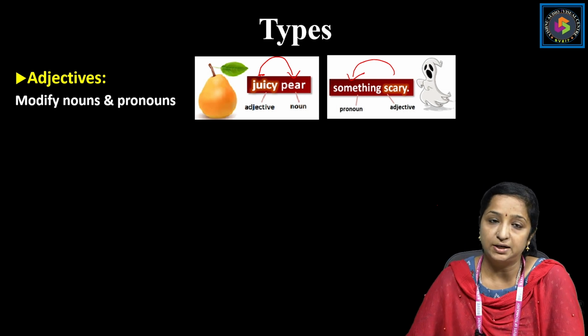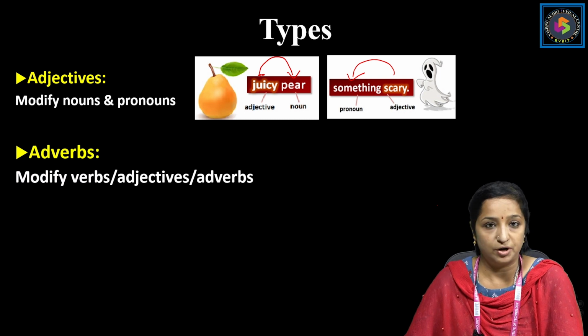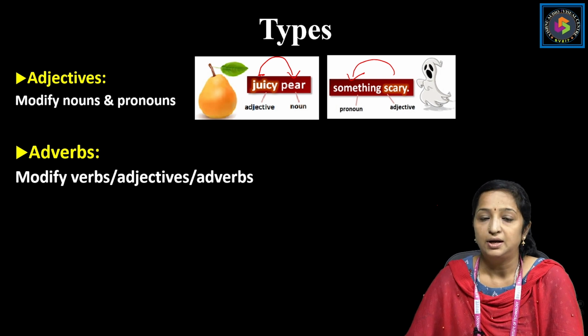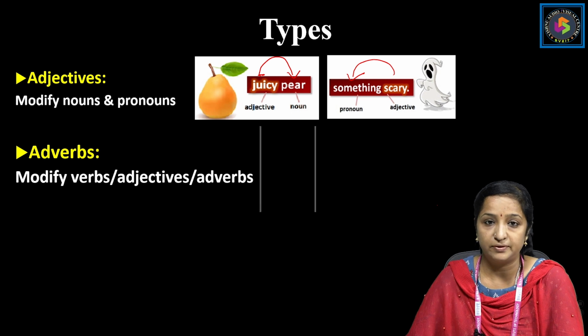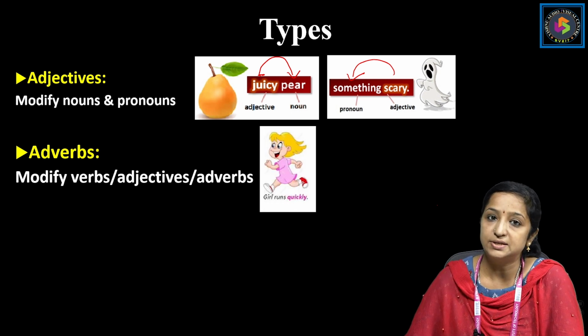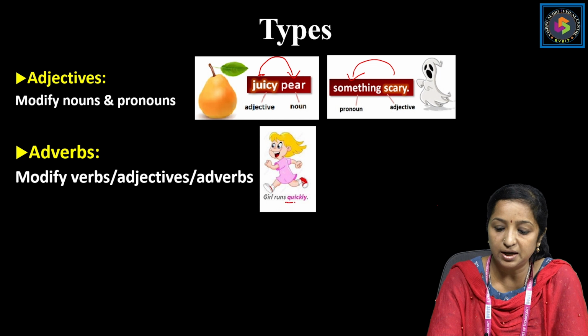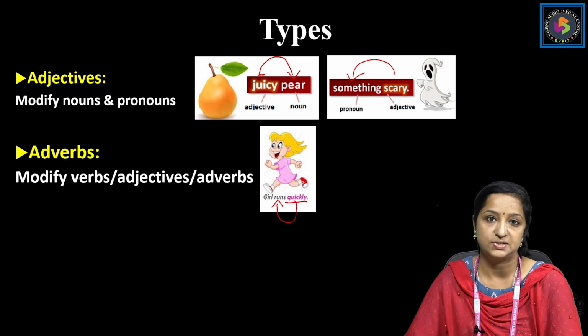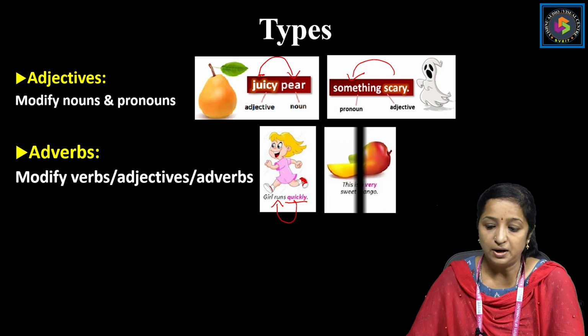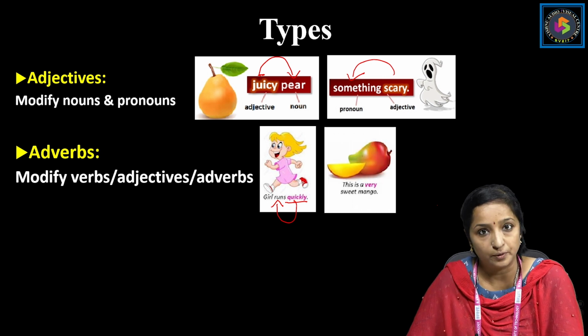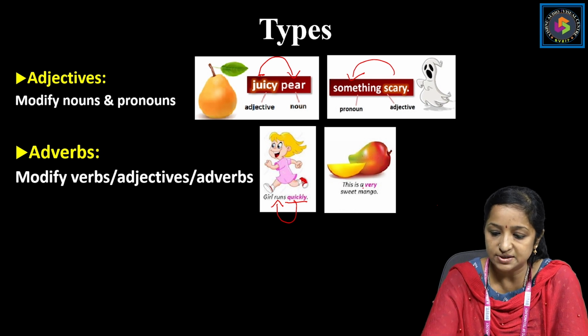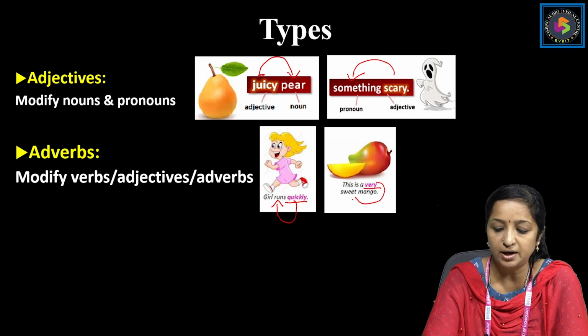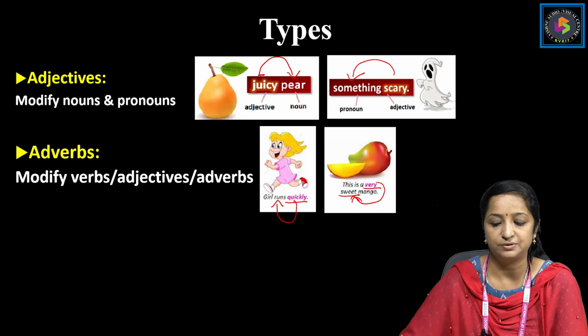Next we come to the second type, that is adverb modifiers. Adverb modifiers modify a verb, adjective or another adverb. Let us see examples of this. The first example is girl runs quickly. Here quickly is an adverb which modifies a verb, that is runs. Now the second example, this is a very sweet mango. Here very is an adverb which is modifying an adjective, that is sweet.